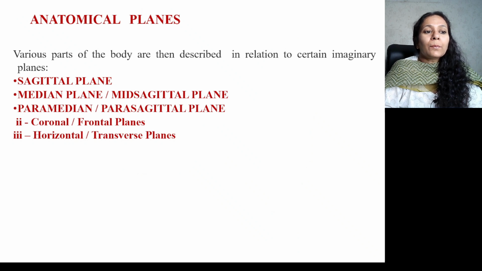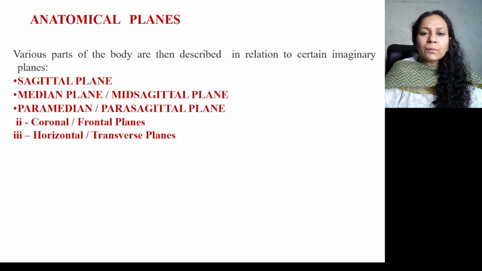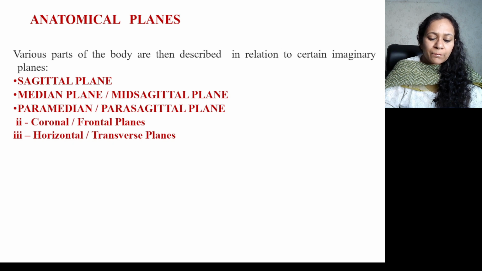Now, our body has been divided into anatomical planes. They are just the imaginary planes by which our body is divided. We have the sagittal plane, the median plane, which is also known as the mid-sagittal plane, and paramedian planes. Then we will be talking about the coronal plane. These are also known as frontal planes, and then horizontal and transverse planes.